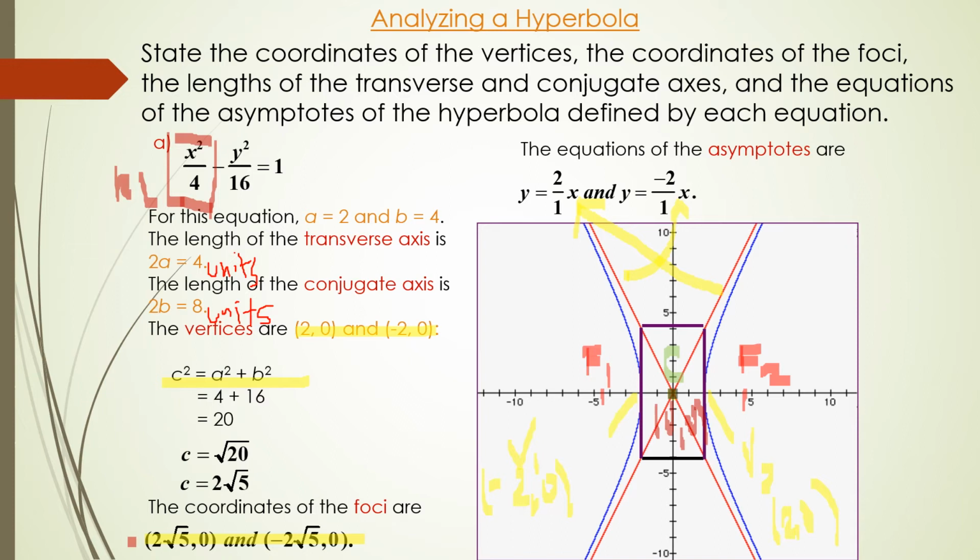So, meaning to say, y squared is positive, so we have y squared over 16, meaning it opens up and down. So, the clue here in the hyperbola is which comes first, x squared or y squared. Alright? So, I hope everything is clear now.